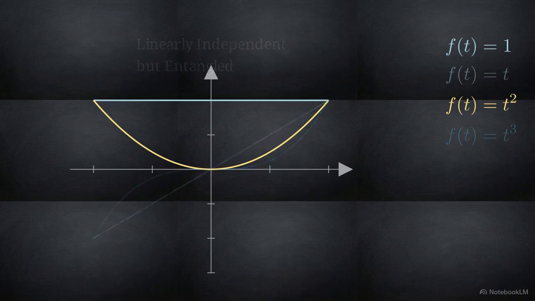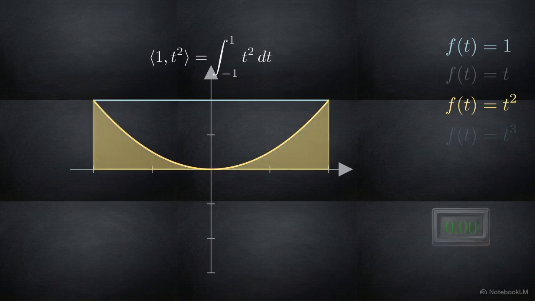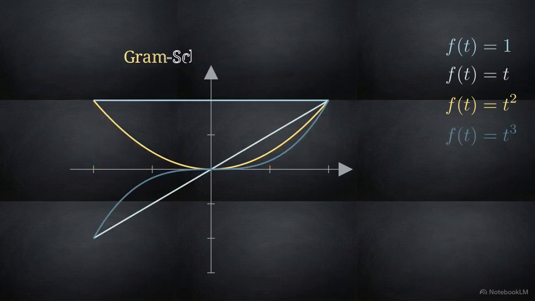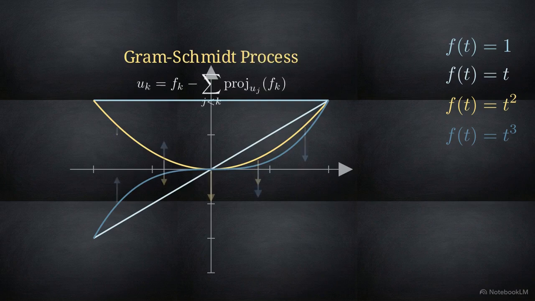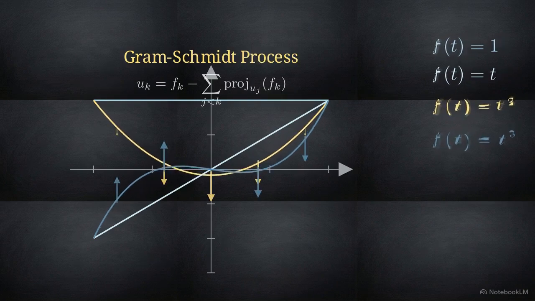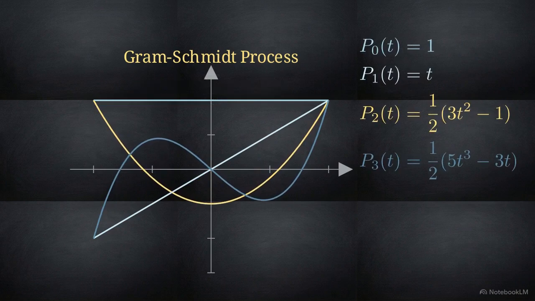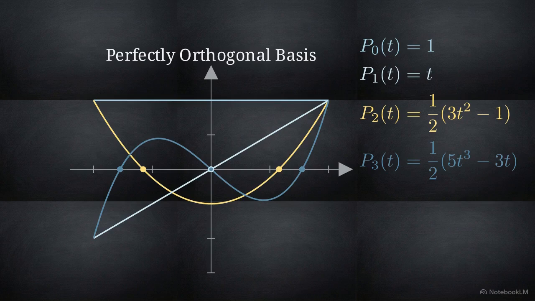They are linearly independent, but they are completely entangled. They are not orthogonal. If they were truly orthogonal, calculating the area under the product of any two curves would give us exactly 0. As the graph shows, the resulting area is distinctly non-zero. To fix this, we apply the Gram-Schmidt process. We take the original sequence and systematically subtract out the overlapping projections. This process spawns an entirely new family of polynomials that are perfectly orthogonal to one another across our specific interval.